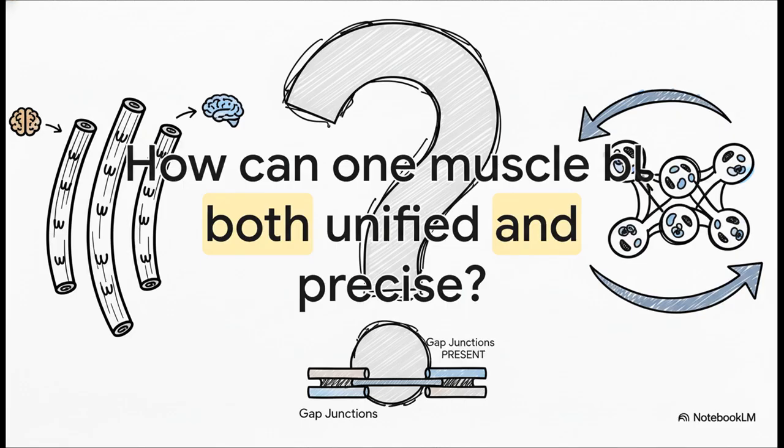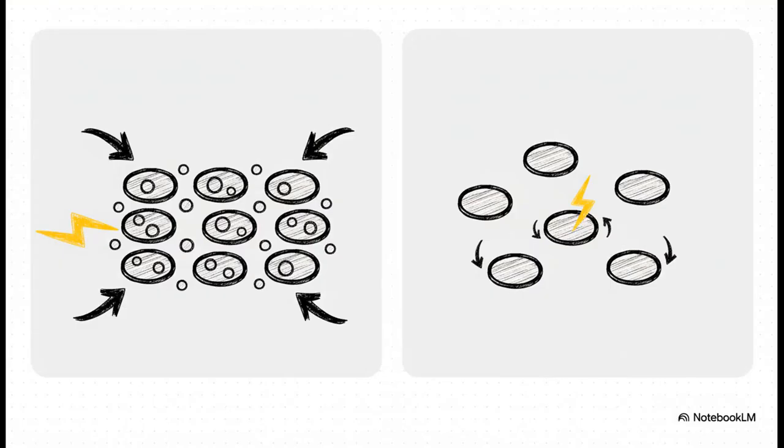Well, the answer comes down to whether its cells decide to talk to each other or not. And here you have it, the two elegant solutions. Over on the left, you've got single-unit smooth muscle. This is the stuff in your gut or your bladder. It's just packed with gap junctions, creating that functional syncytium we just talked about with the heart. It's perfect for generating those unified, wave-like contractions.